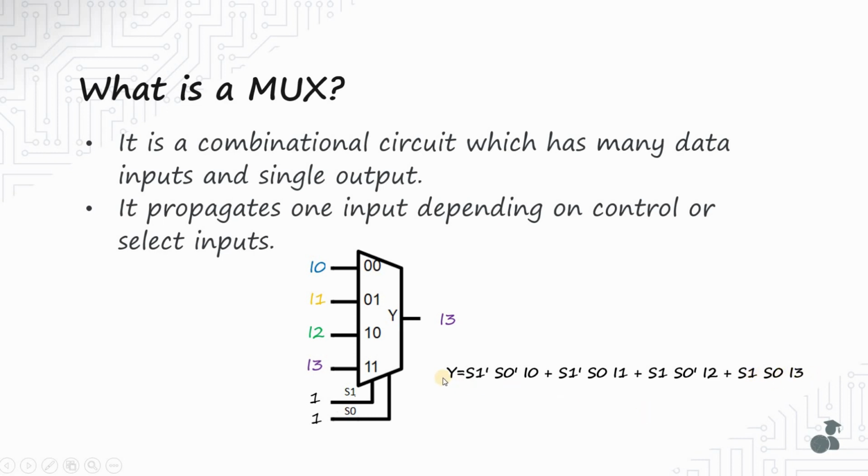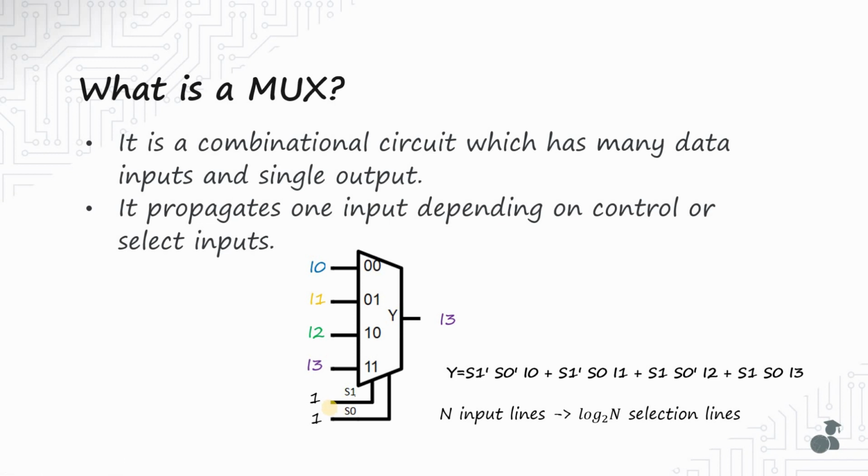The final equation for the MUX is as follows. In general, for a MUX with n input lines, we will have log n to base 2 selection lines. So here, for 4 input lines, we have log 4 to base 2, that is 2 selection lines. Suppose we had 8 input lines, we would have log 8 to base 2, that is 3 selection lines.